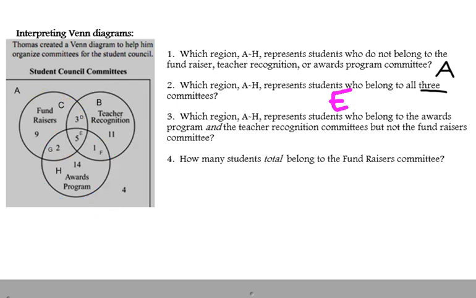Okay, so I would like for you to try example 3 on your own. We want to know which region, A through H, represents students who belong to the awards program, and the teacher recognition program, but don't include those that are in the fundraisers committee. So highlight the teacher recognition, highlight the awards program, and then try to figure out where those 2 come together, and then eliminate the fundraiser committee. So pause the video, see if you get what I get, and then unpause it when you have gotten your response. Okay, and you should have gotten F.